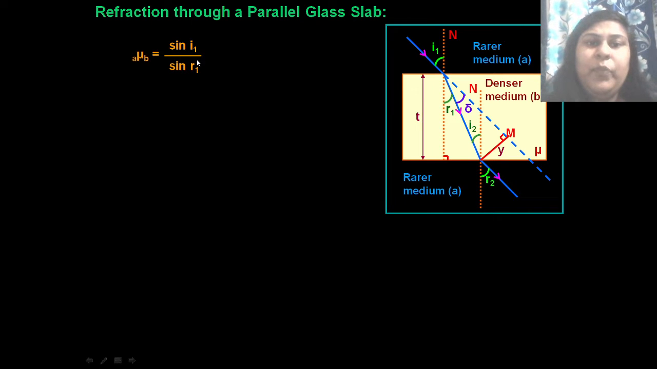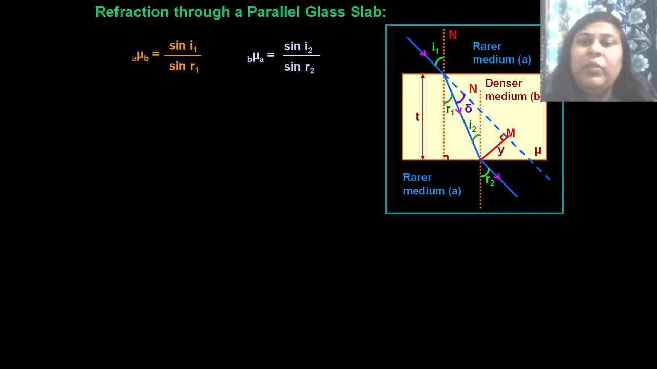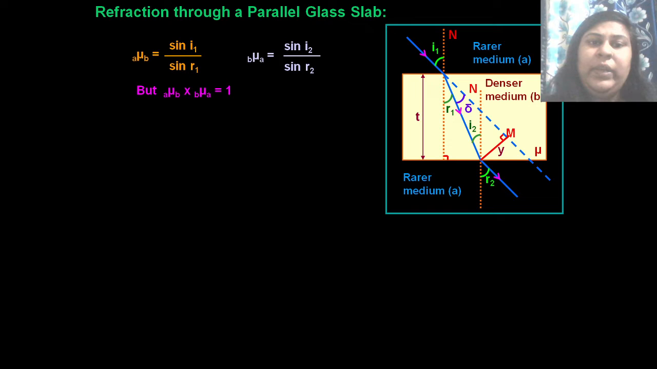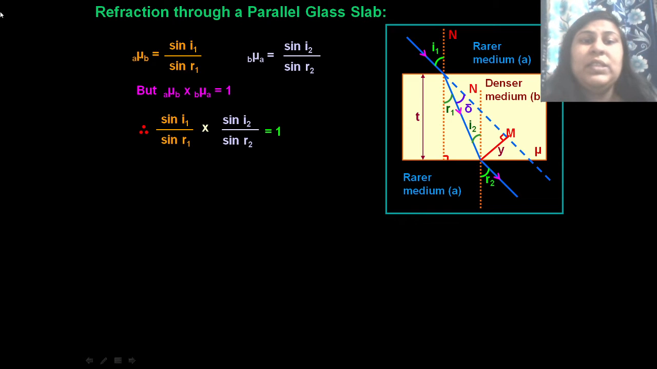So sine I1 upon sine R1 equals A mu B. A mu B means the refractive index of B with respect to A. And second, if we ask about the second refraction, that is B mu A equals sine I2 upon sine R2. But A mu B times B mu A equals 1, it means the product of the refractive indices for these two refractions equals 1. So we are putting the formulas here.